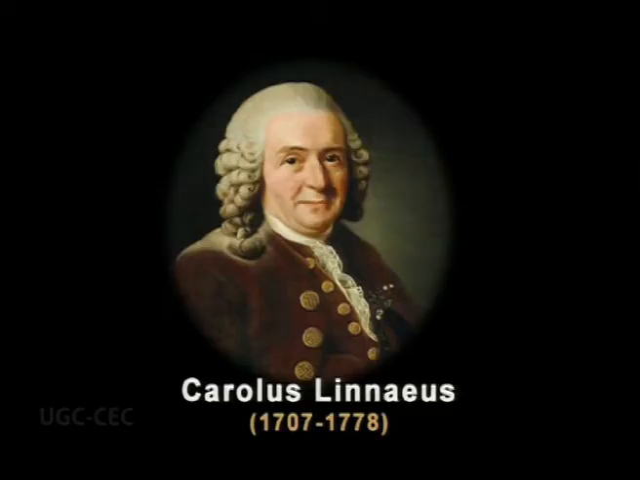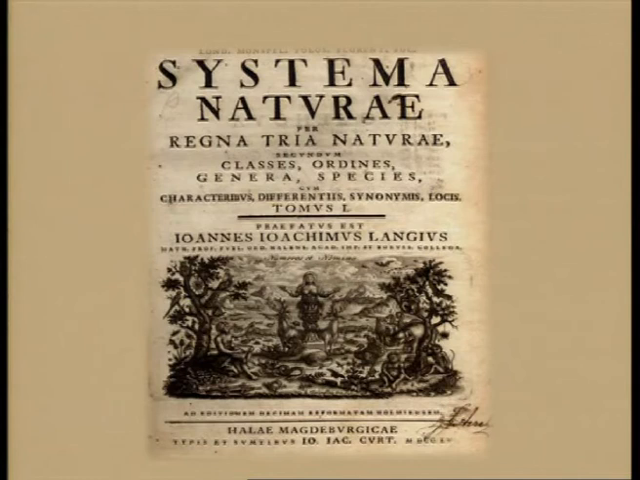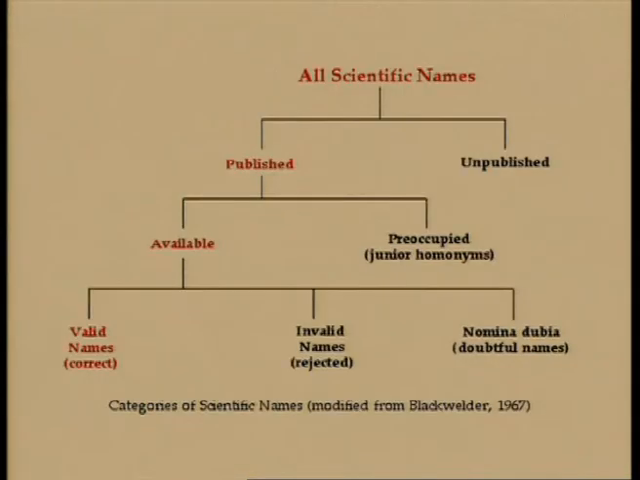The application of the law of priority will start with 1758, the year of publication of Linnaeus's Systema Naturae. A generic or specific name once published cannot be changed or rejected. The generic or specific name, however, may be rejected if it has been used previously for some other animal.